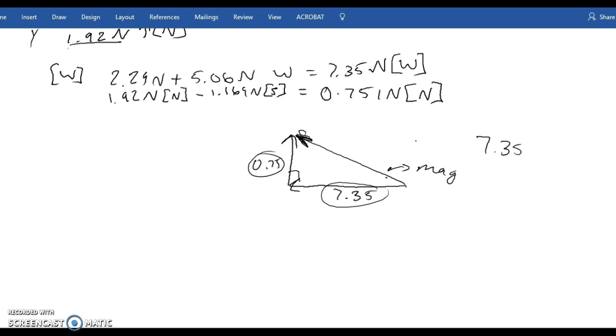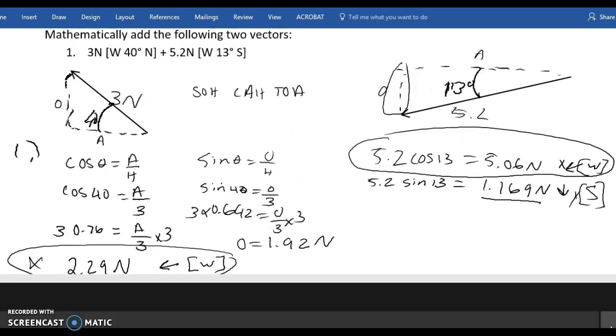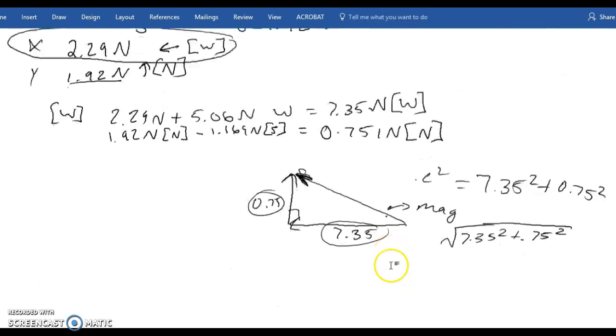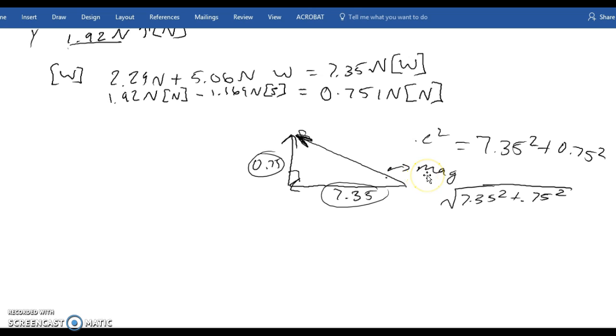So 7.35 squared plus 0.75 squared is going to equal c squared. So the square root of 7.35 squared plus 0.75 squared will be the magnitude of that specific vector. So that's going to be the hypotenuse, right? So what I got was 7.38 newtons as the magnitude. Okay, now we have to find the direction.